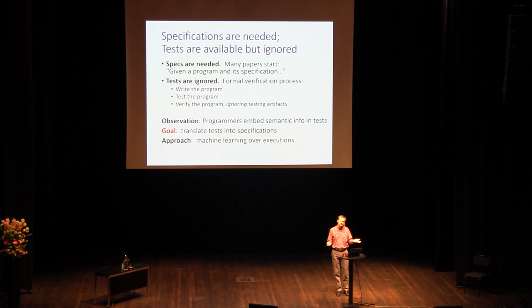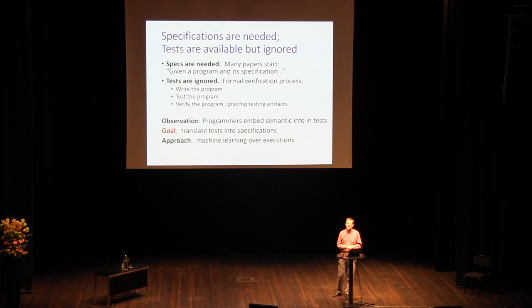And so that research isn't applicable to those programs. Now, people do write tests, but oftentimes when we're doing a formal analysis, we ignore those tests. The formal verification process is usually you write the program, then you run some tests, because you'd be crazy not to. Testing doesn't give you any guarantee, but it's the best way to find errors quickly. And then you verify the program, but you ignore all those testing artifacts, all that effort that you put into there. Why do we do that?